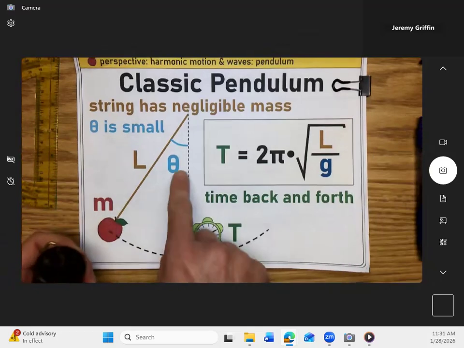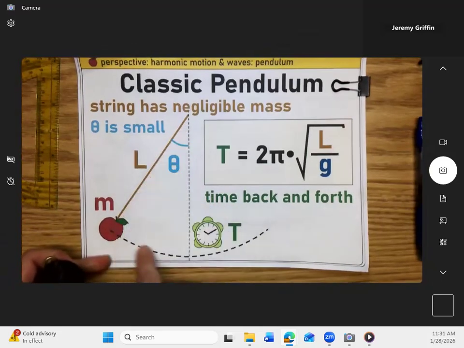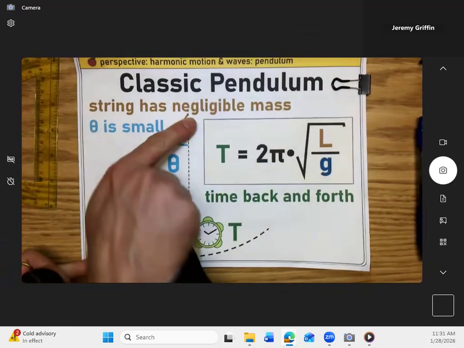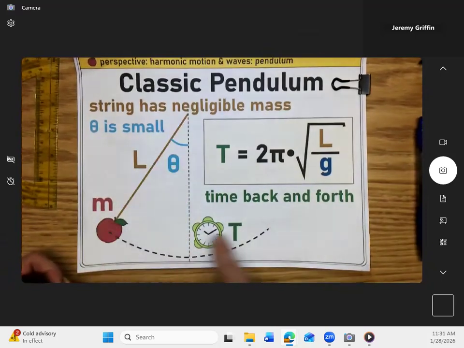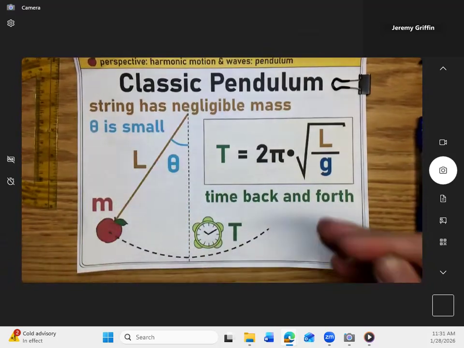What if I make this angle 10 degrees and I let it swing back and forth for 10 degrees? Then I double that to 20 degrees. What happens to the time period? It's the same time period.